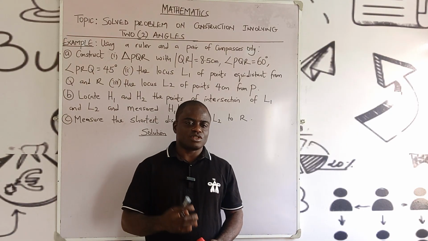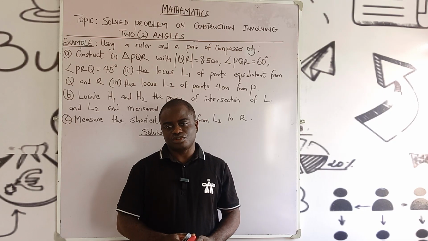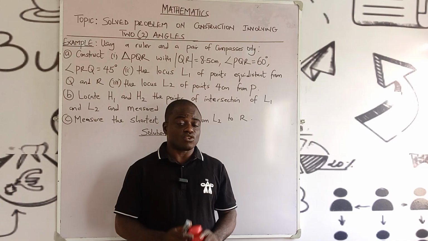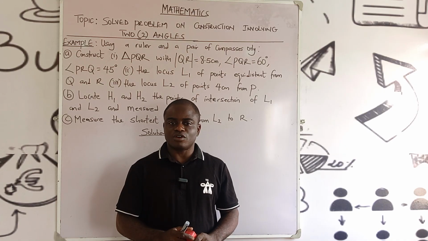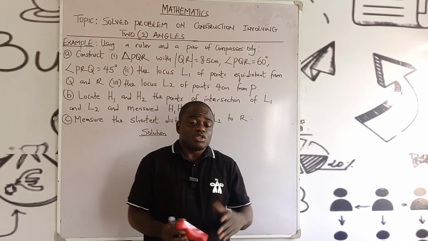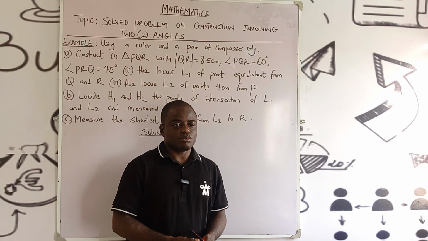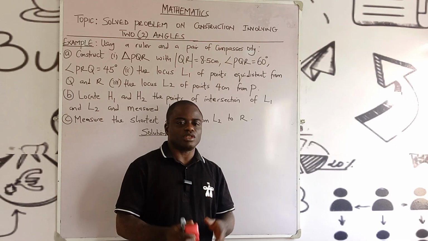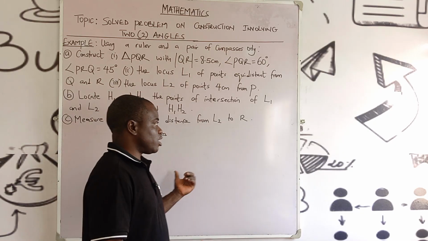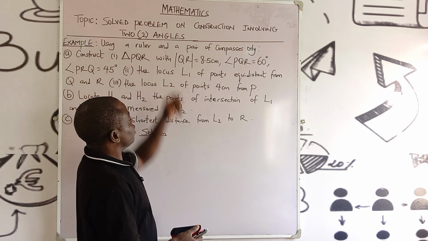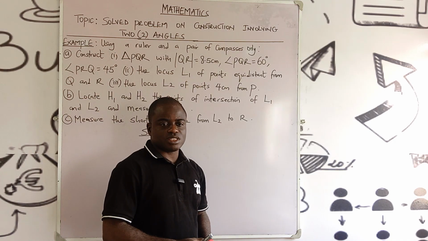Today we're considering calculation on construction involving two angles. We are told to make use of ruler and pair of compasses only. You can only use protractor to confirm the angle you have constructed. Don't ever use the protractor directly when you're carrying out the construction, because you can see the instruction given: using a ruler and a pair of compasses only.